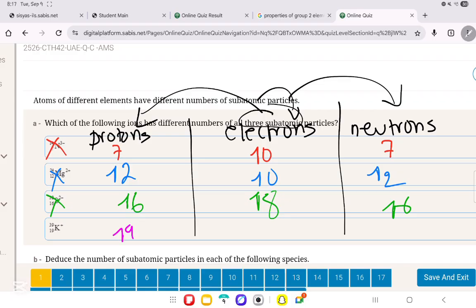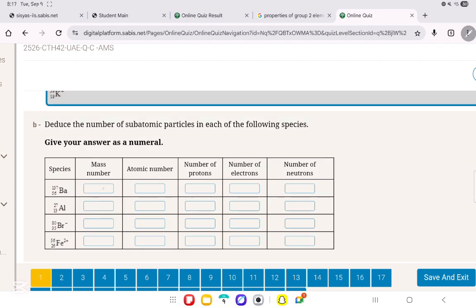This is 19. And then, how many electrons do we have? We have 18 electrons. And then, what's the number of neutrons? We have 20 neutrons. So this is our answer because all three subatomic particles are different.